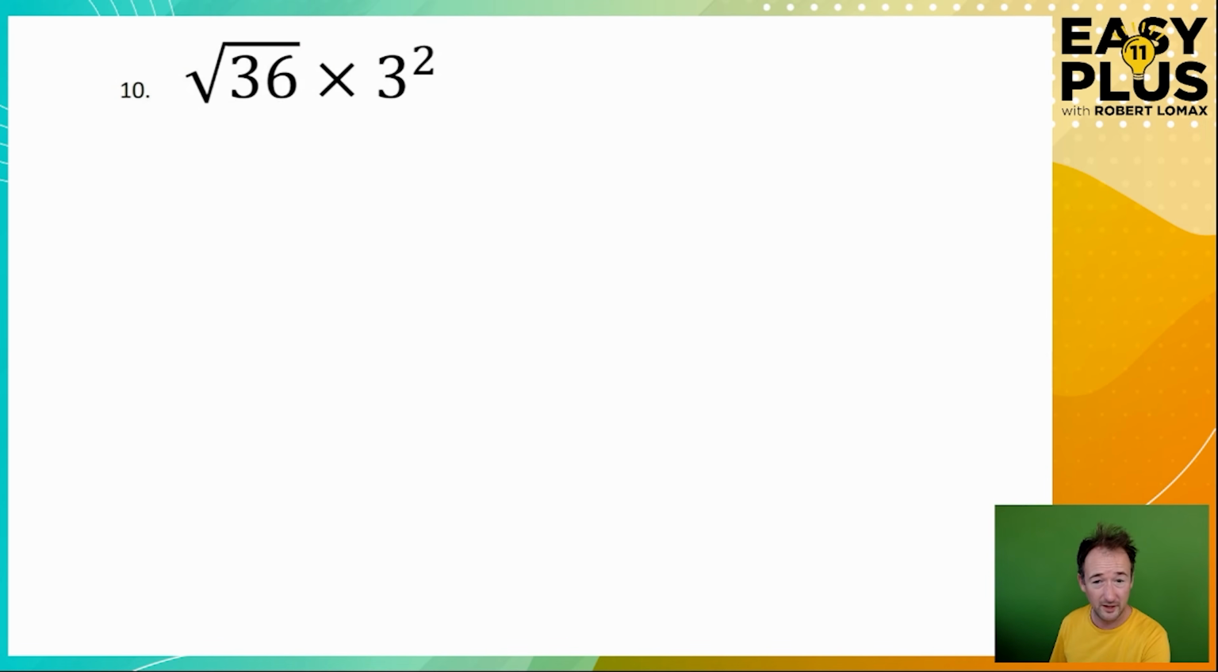The square root of 36 is 6. You work that out by thinking, what do I times by itself to get 36? 6 times 6 is 36. What's 3 squared? Of course it's 9. 3 times 3 is 9. And 6 times 9, as of course you know, is 54.